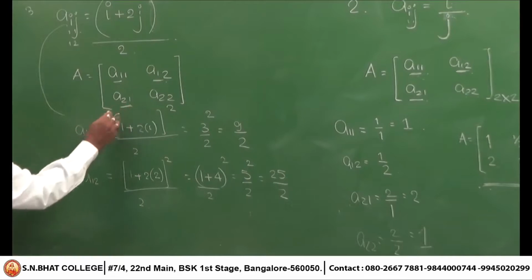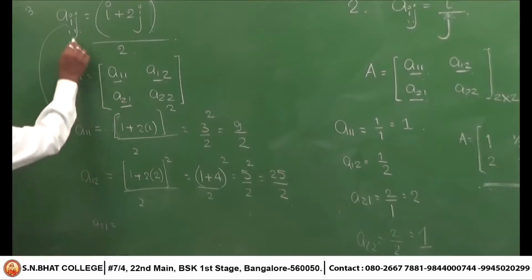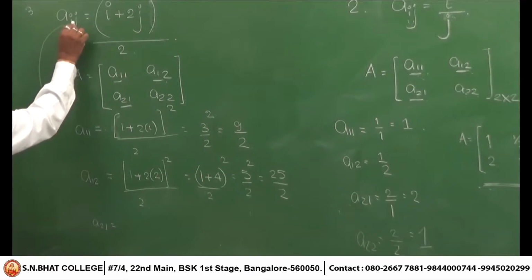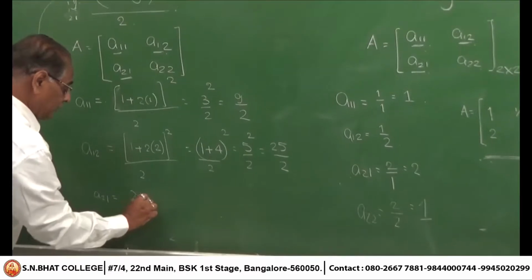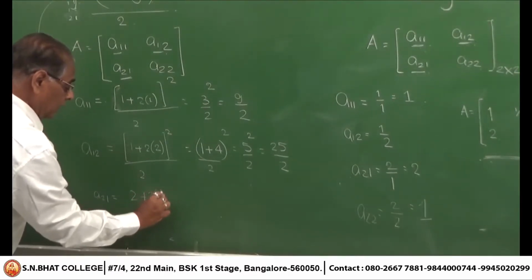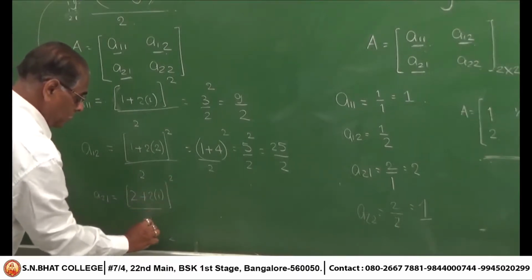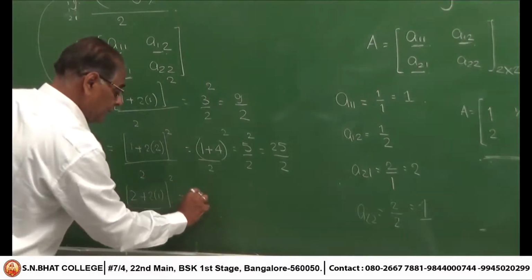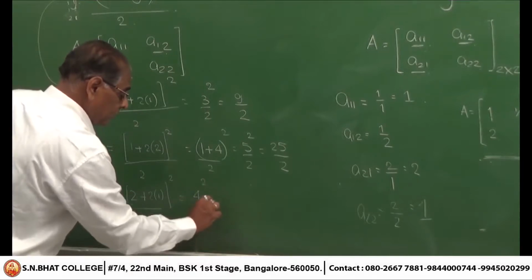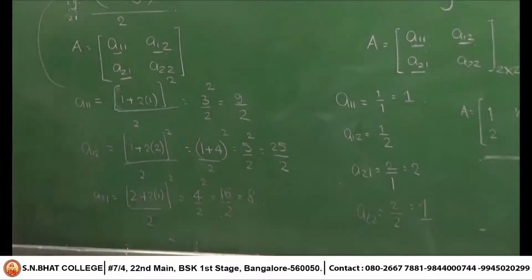Third element is A21. We have to replace i by 2, j by 1. It becomes (2 plus 2 into 1) whole square by 2. This is nothing but 2 plus 2 is 4 square by 2. 4 square is 16 by 2. This is nothing but 8.